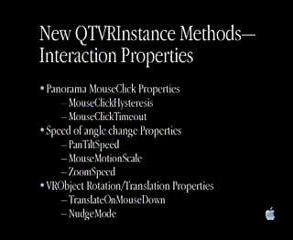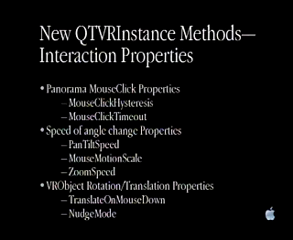Now I'd like to introduce a new feature, an enhancement of the QuickTime VR instance methods in QuickTime Java 5. Specifically, we are supporting the interaction properties of QuickTime VR 5. These new interaction properties deal with panorama mouse click properties. This is the time, or the number of pixels moved, before the mouse click gesture becomes an ordinary panning gesture. That is, the mouse click will time out.